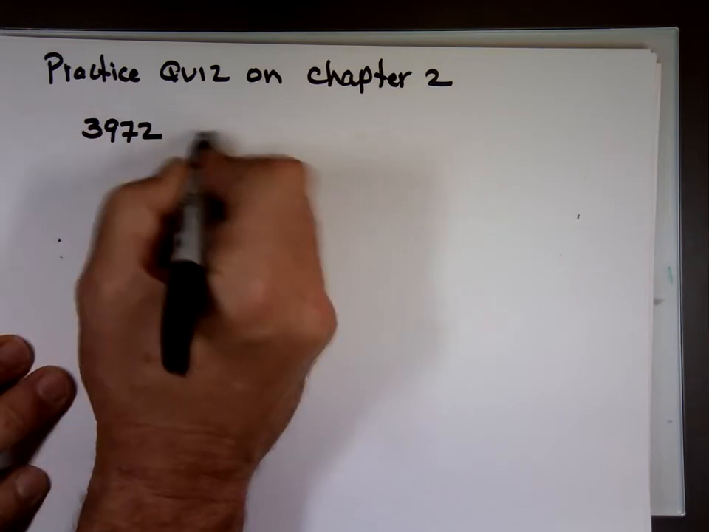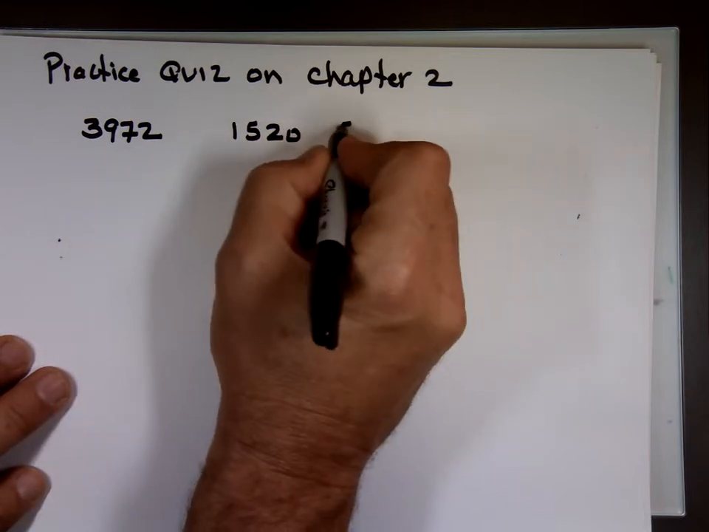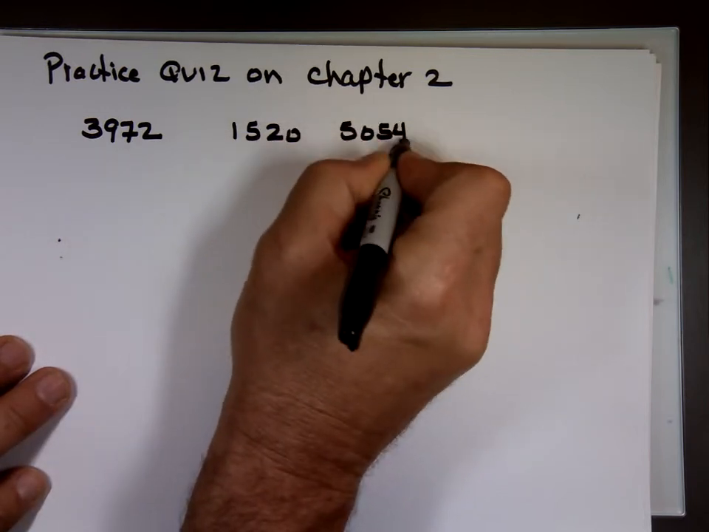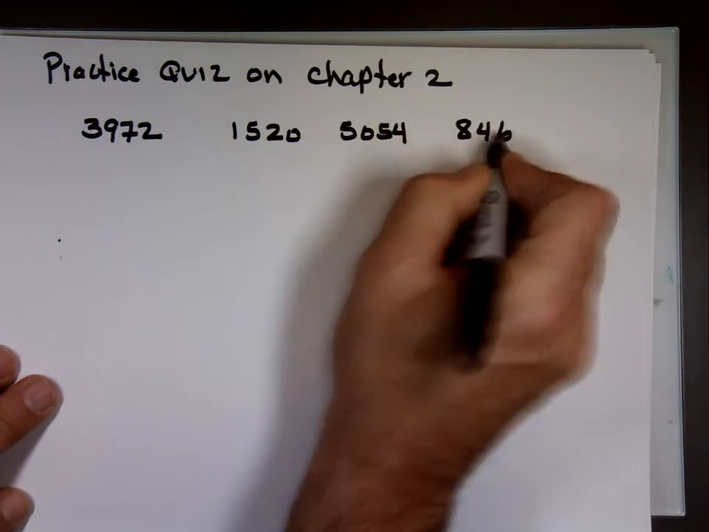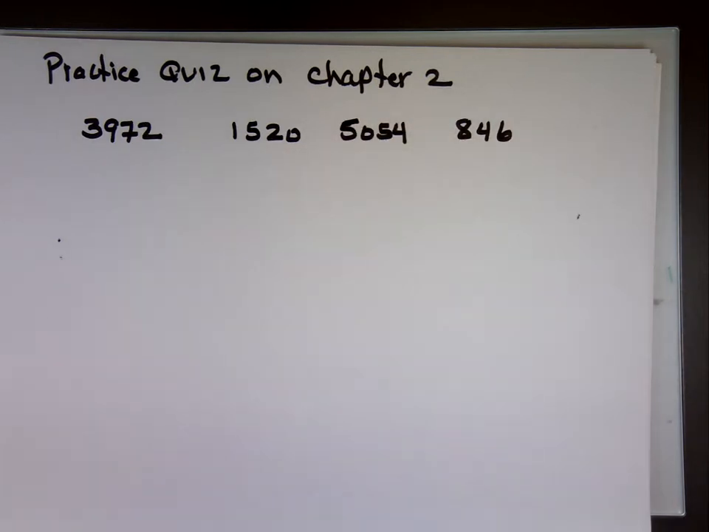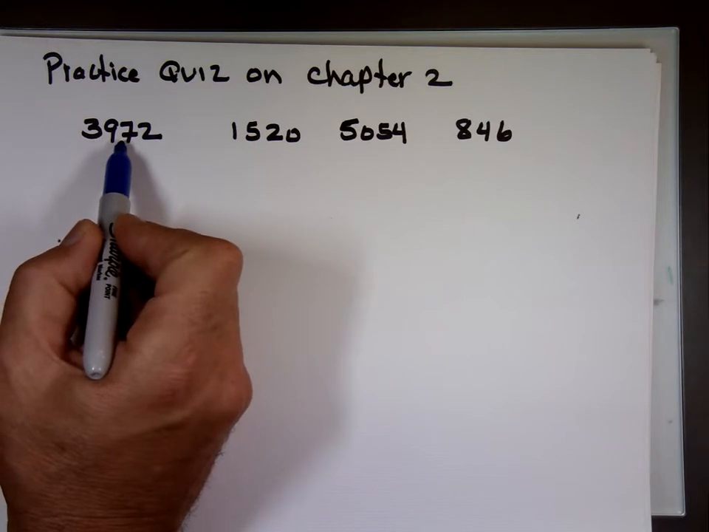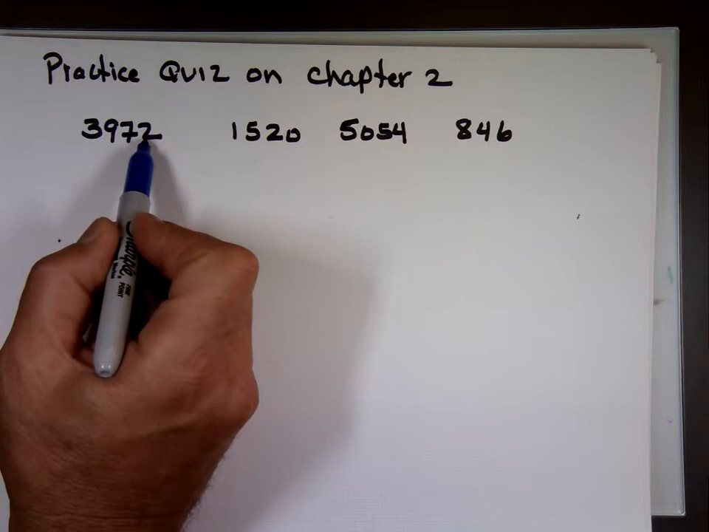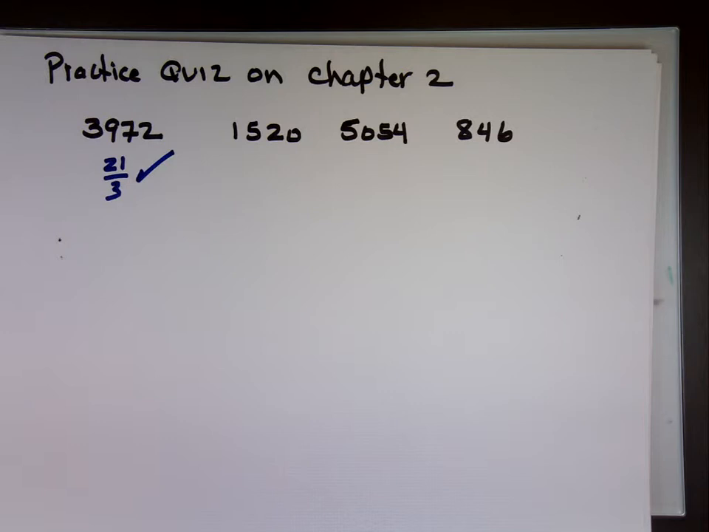3972, 1520, 5054, and 846. And the question, how many of these numbers are divisible by 3? Well, let's use the shortcut. Divisible by 3, you add the digits. What's 3 plus 9? 12 and 7? 19, 2? Can you divide 21 by 3? Yes, that number is divisible.